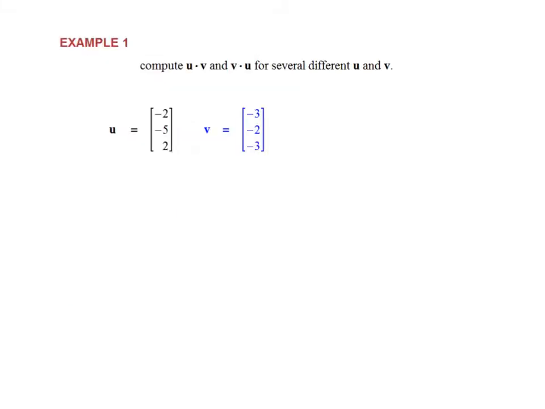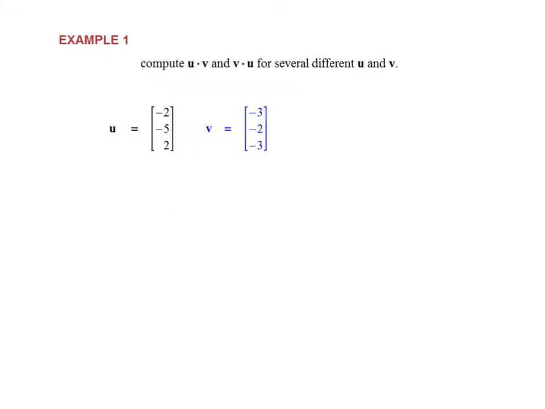Okay, so let's look at a quick example here where we want to find the dot product u dot v, and I'm going to write that as u transpose times v. That's a regular product, not a dot product. So u transpose is -2, -5, and 2, and then we're going to multiply that by the v vector, -3, -2, and -3.